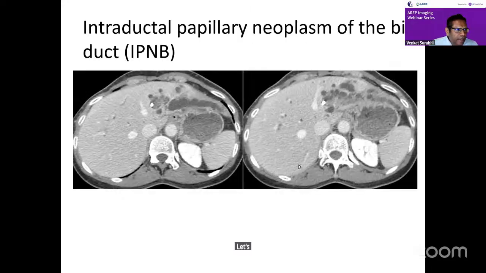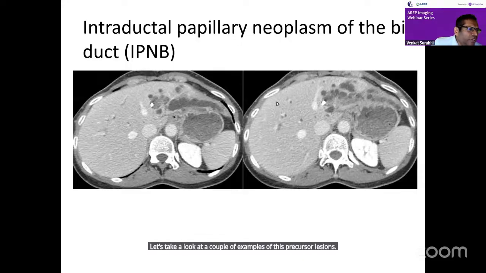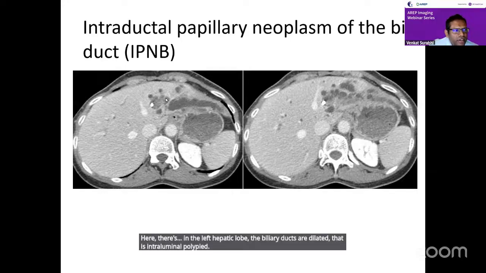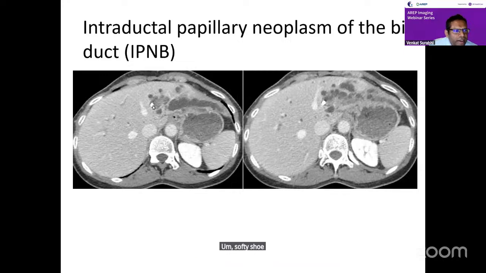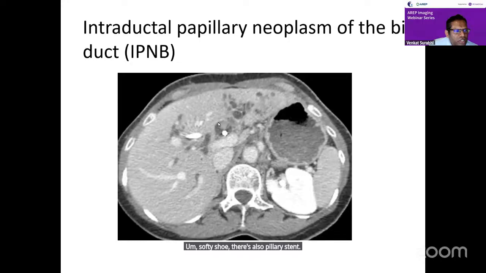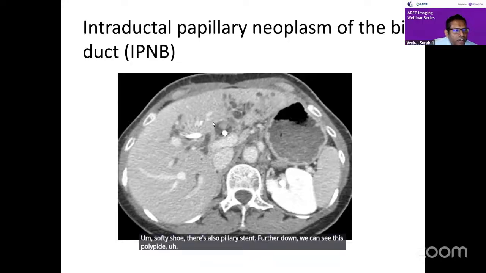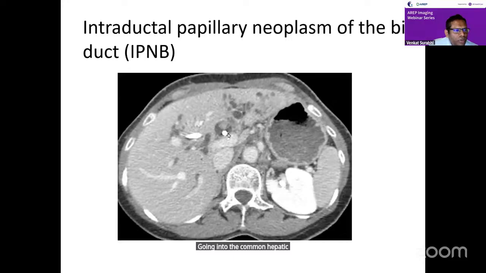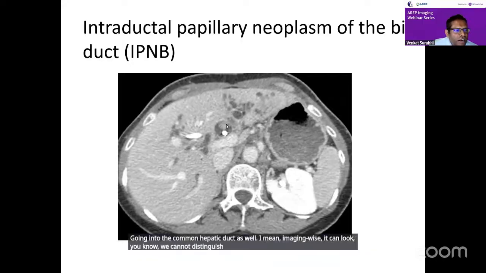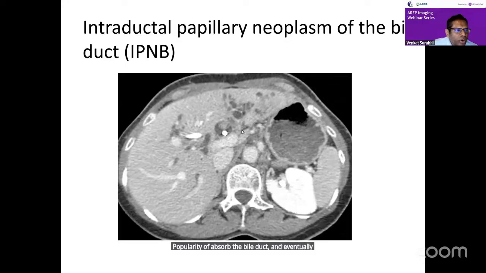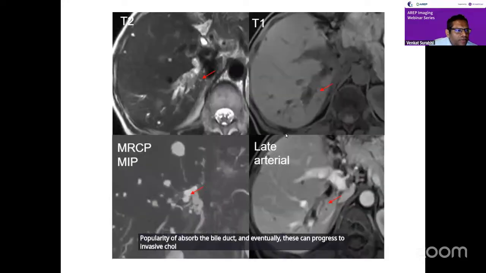Let's take a look at a couple of examples of these precursor lesions. Here, in the left hepatic lobe, the biliary ducts are dilated. There is intraluminal polypoid soft tissue. There is also a biliary stent. Further down, we can see this polypoid tumor going into the common hepatic duct as well. Imaging wise, we cannot distinguish it from the intraductal growth pattern of cholangiocarcinoma, but on pathology, this is intraductal papillary neoplasm of the bile duct, and eventually these can progress to invasive cholangiocarcinomas.